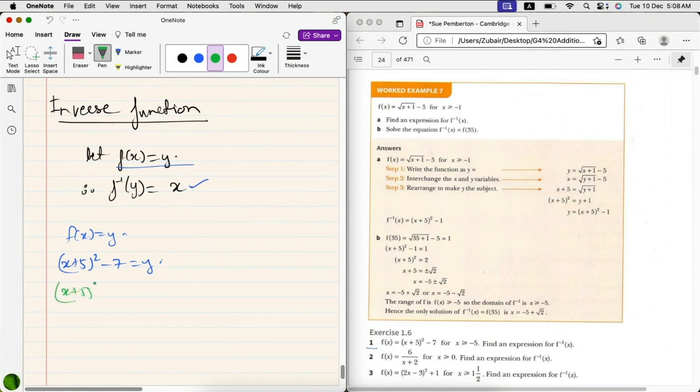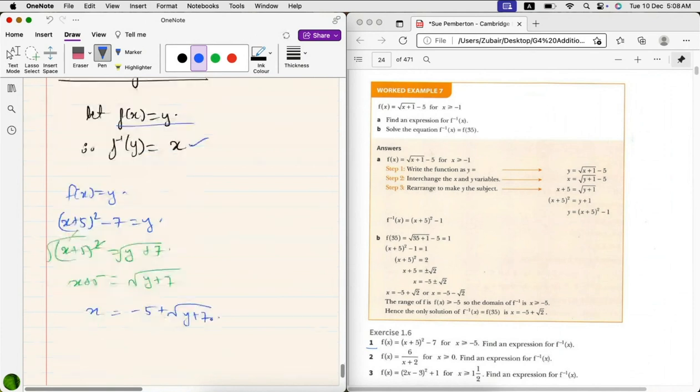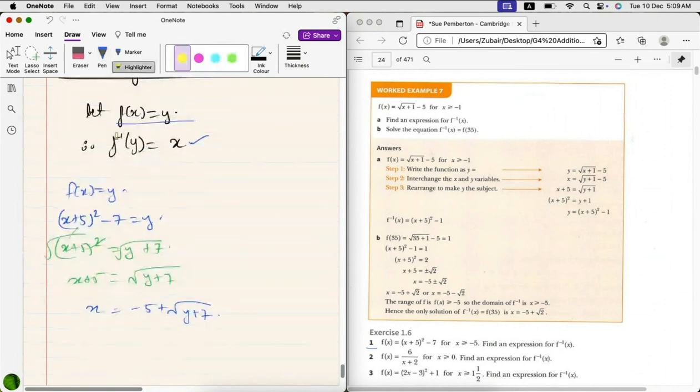(X plus 5) whole square is equal to y plus 7. Square root both sides. X plus 5 is equal to square root of y plus 7. Now I'm taking 5 on the other side. That would be minus 5 plus square root of y plus 7. So finally, I can say that x is made subject and I can replace it with f inverse y. So f inverse y is equal to minus 5 plus square root of y plus 7.